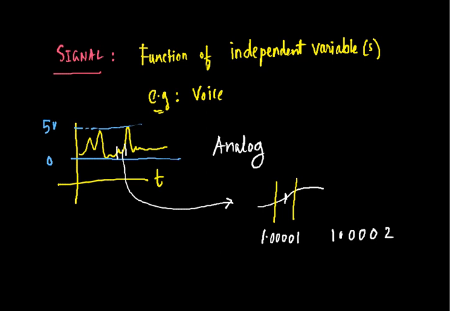Can you quickly give an example of a 3D analog signal, or a 2D analog signal? Yeah, come on. This whole volume, isn't it? At each and every instant, the values are changing. TV signal, okay.